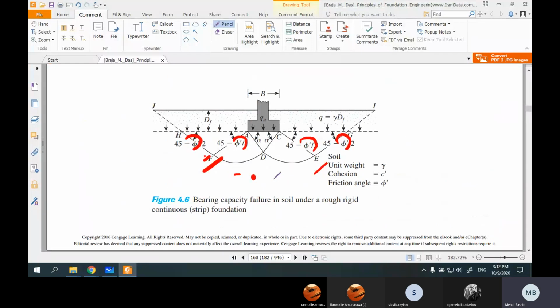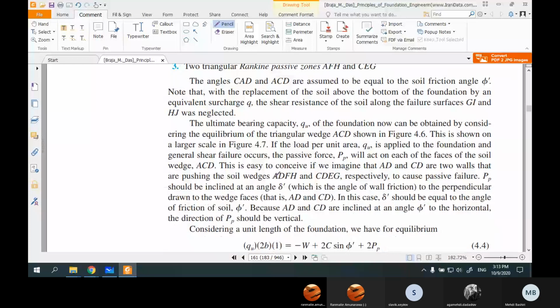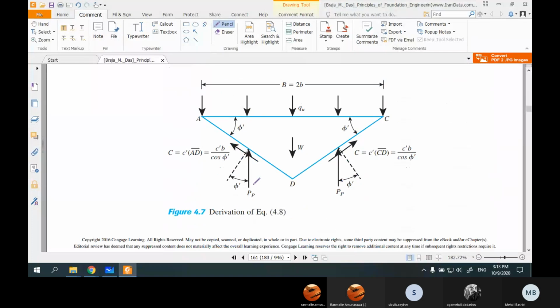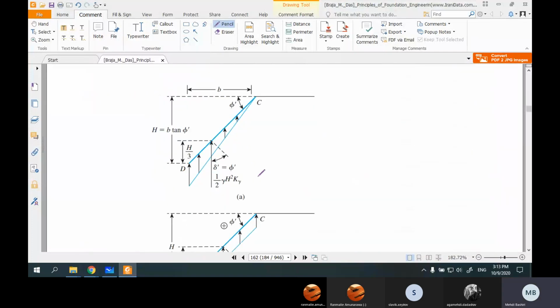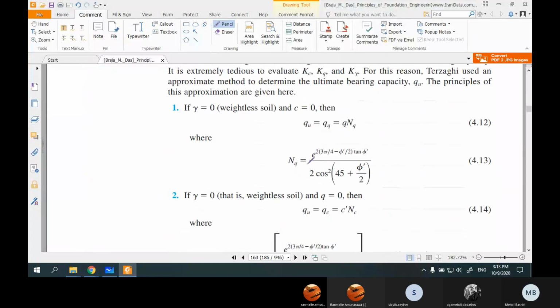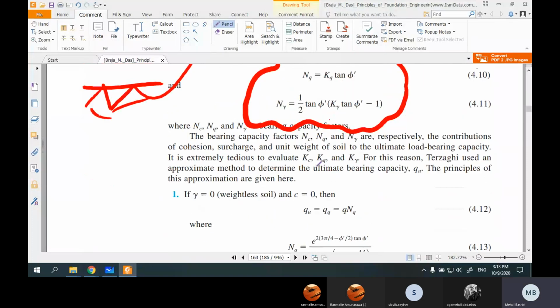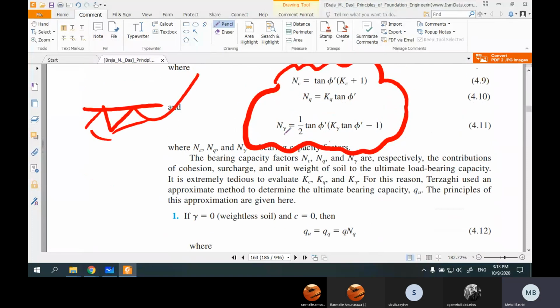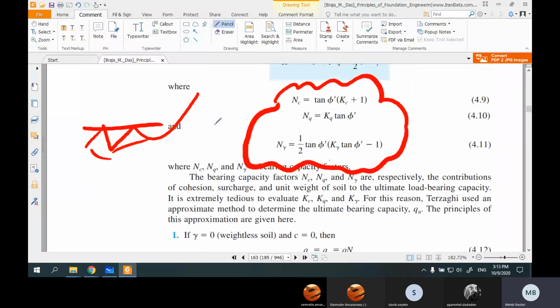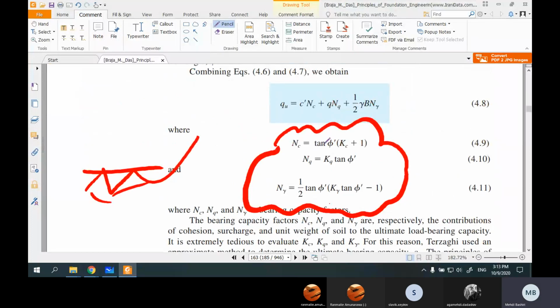Let me see if I can find the equation for K. I don't know if you learned the passive and active force in soil. The K is the same. Anyway, this is the equation for NC, NQ, and N gamma. I can't find the K here. But you'll see that it's not easy to calculate each of them each time. There are lots of calculations here.